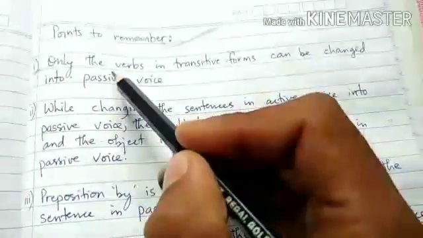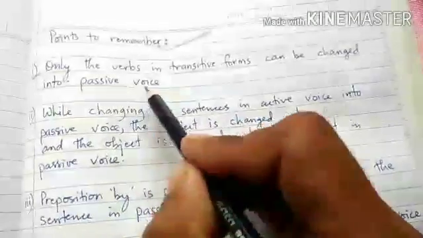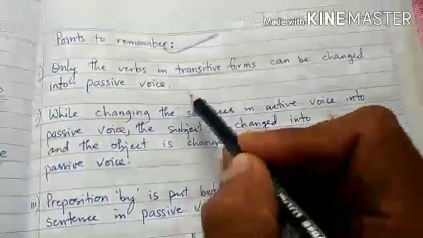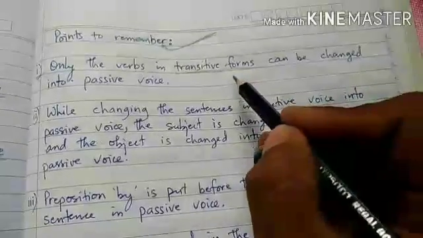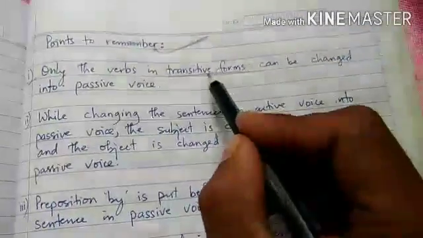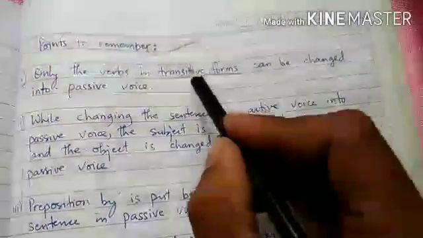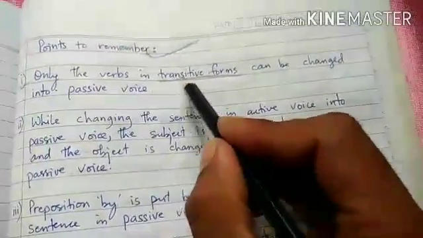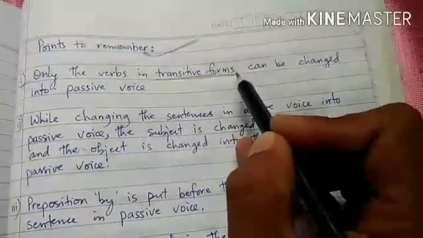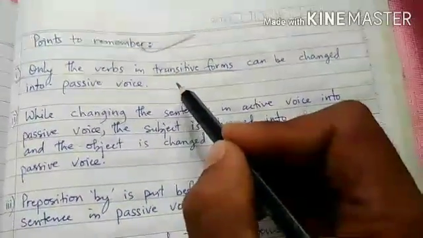Understood? We have to understand at first that only the verbs in transitive forms can be changed into passive voice. Okay. So जो sentences पे अगर verb transitive है, transitive means verbs that have objects in sentences. So जो verbs का object होता है sentences में, उसी sentences को हम passive voice में change करेंगे.